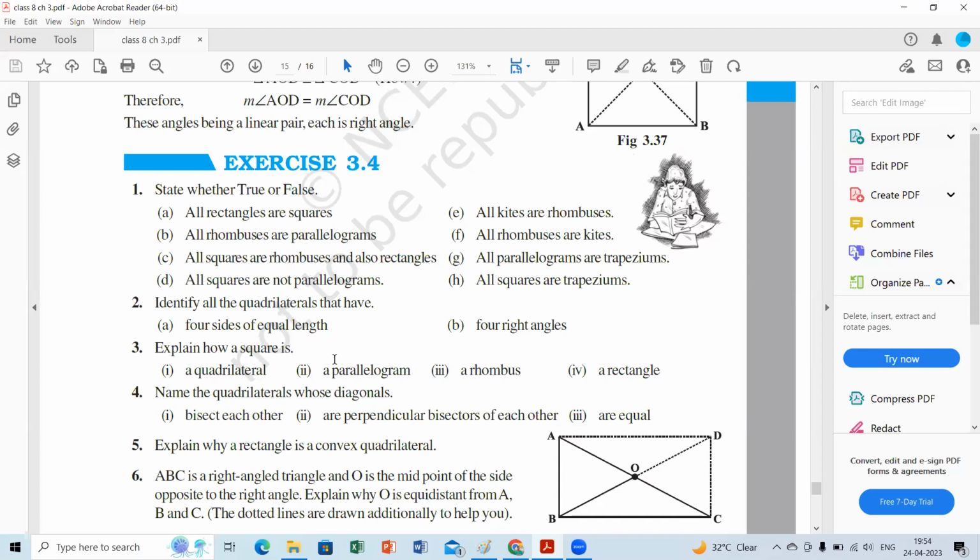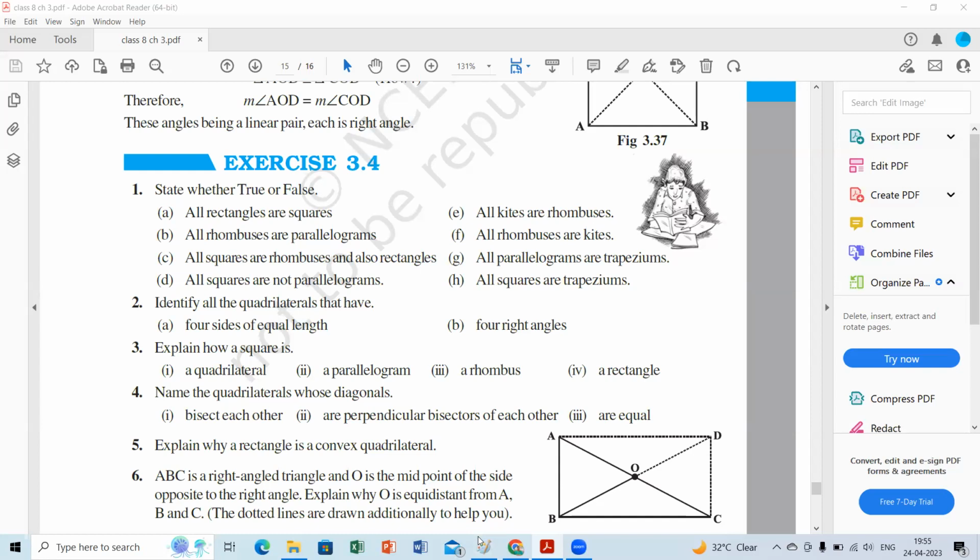All squares are not parallelograms. True or false? Ma'am, false. It is a true statement, beta, because you have to check the properties of parallelograms and squares to see whether it is true.